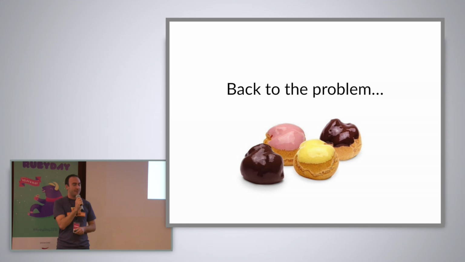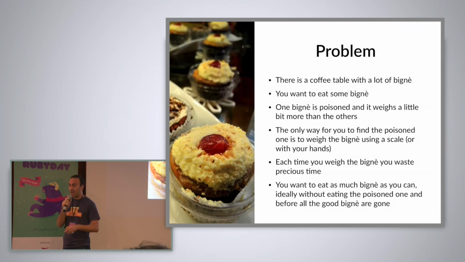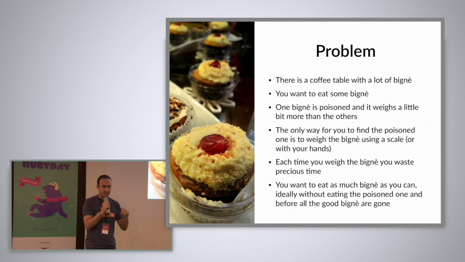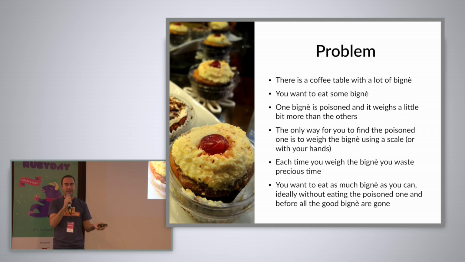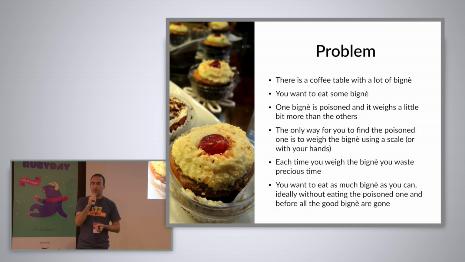So let's go back to our original problem, the tasty Binet program. Quick recap: we have a coffee table, we have a Binet, one Binet has a problem, there's some poison, so it's more heavy, and I want to find the one which is more heavy. But I have a problem: every time I perform the operation, I have a cost, and I waste time, and I want to eat as many Binet as I can. Again, ideally without dying.